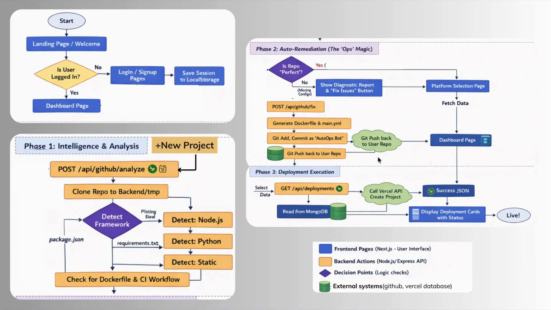Finally, in phase 3, the user selects a deployment platform. The backend triggers deployment and stores deployment data in a database, and the frontend displays real-time deployment status. Once completed, the project goes live and is accessible directly from the dashboard.